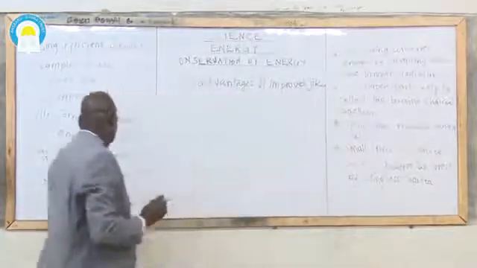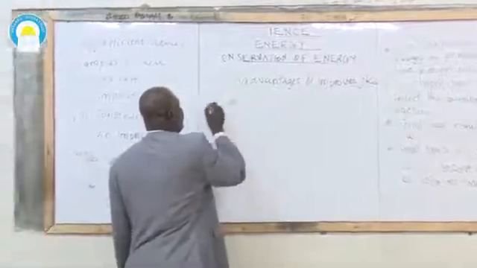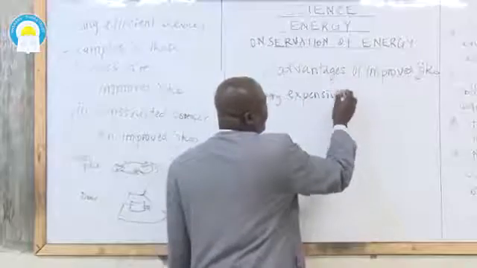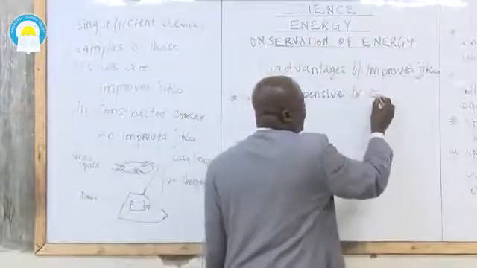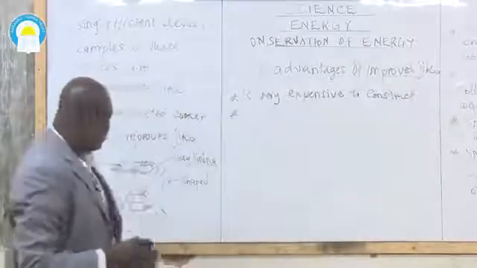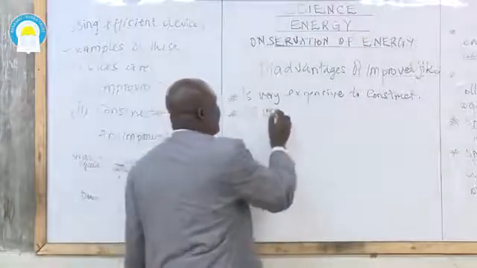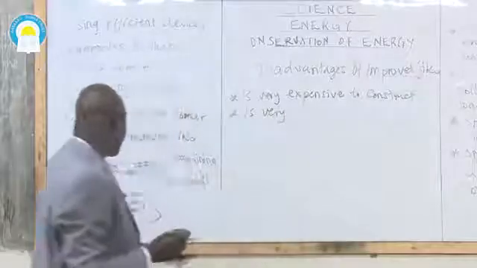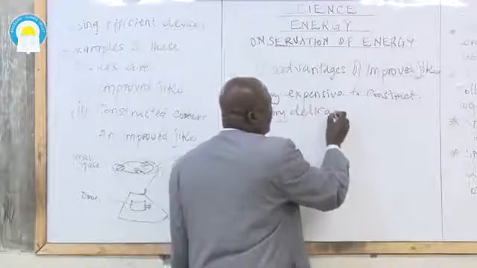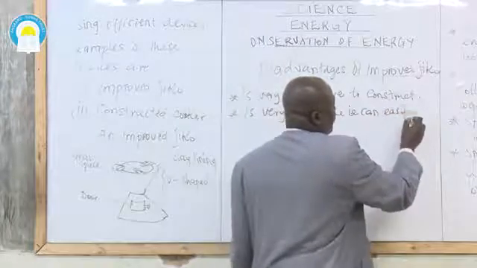So, one, this GECO is very expensive to make or construct. Two, it's very delicate. Once somebody plays around with it, it can easily break. So it requires much care when you are holding or using it. Very delicate, it can break easily.